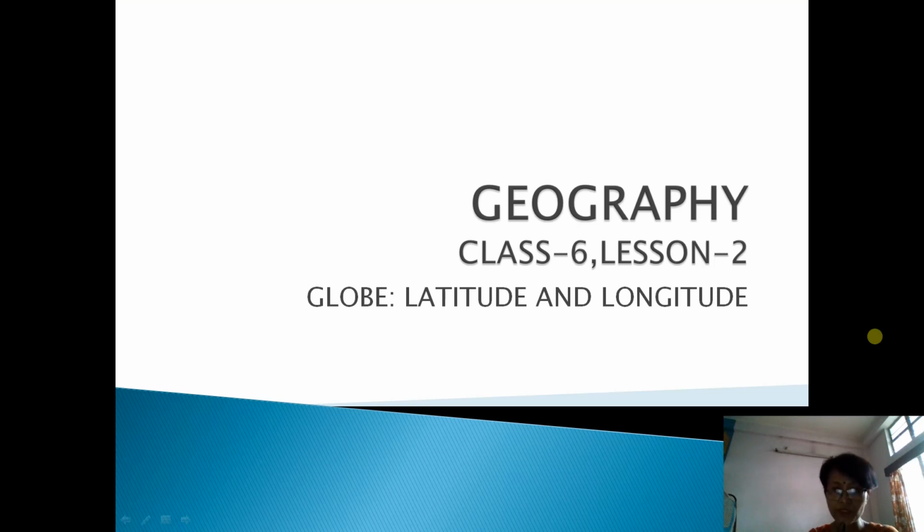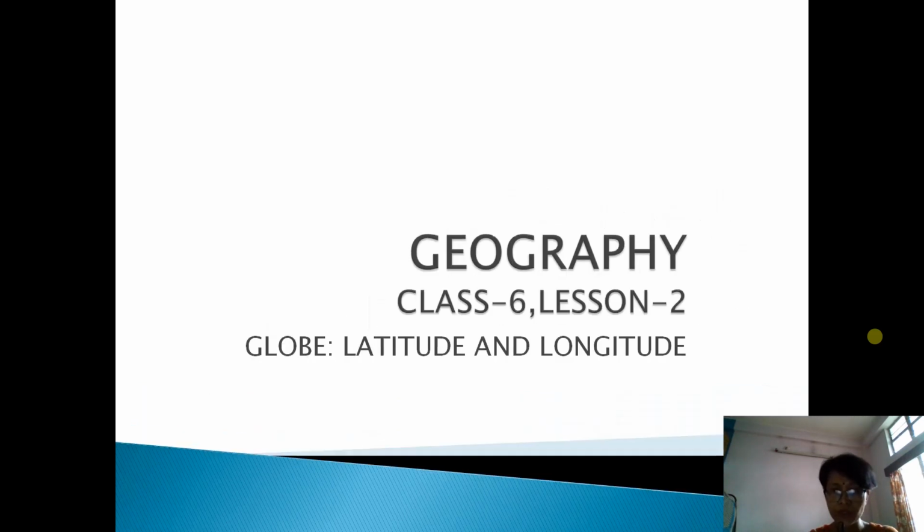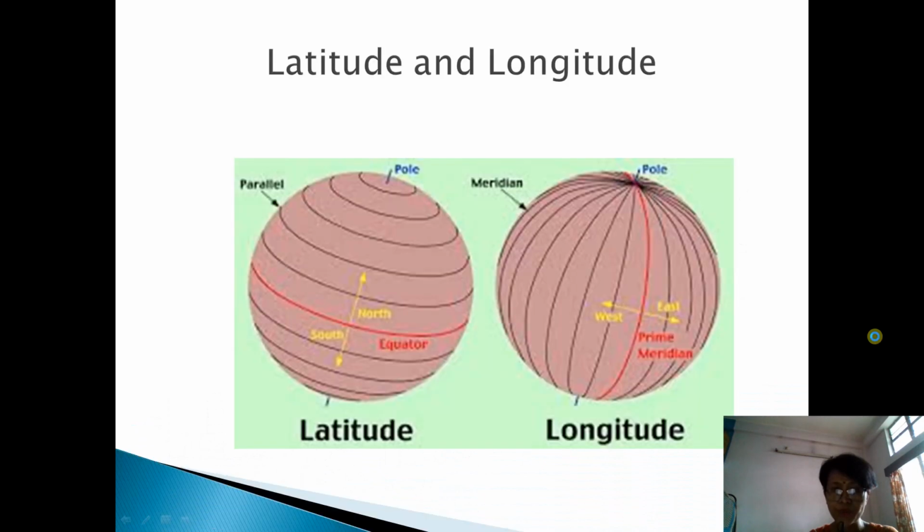Hello children. In Geography Class 6 Lesson 2, Globe, Latitude and Longitude, I'm going to start part 2. Here, two diagrams I'm showing. One is for latitude, one is for longitude. Now, have you seen some circular lines here in the first diagram? Those circular lines we can say as latitude, or another term we can use, that is parallel. Second diagram, have you seen some semicircles joining the north and south pole? These are called longitude, or another term we can use, meridian.